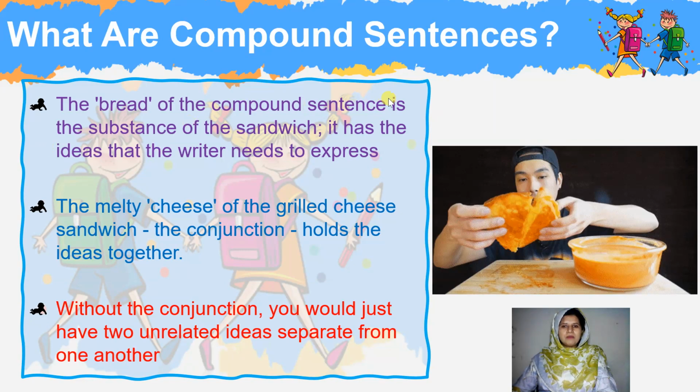The bread of the compound sentence is the substance of the sandwich. It has the ideas that the writer needs to express. The melty cheese of the grilled cheese sandwich, the conjunction, holds the ideas together. Without the conjunction, you would just have two unrelated ideas separate from one another. So, conjunction is very important. Remember this point.